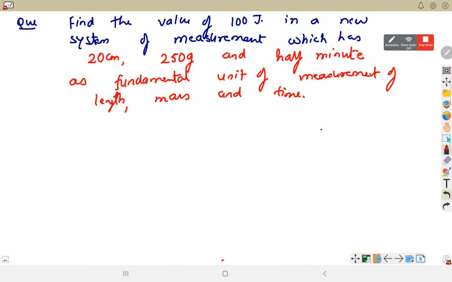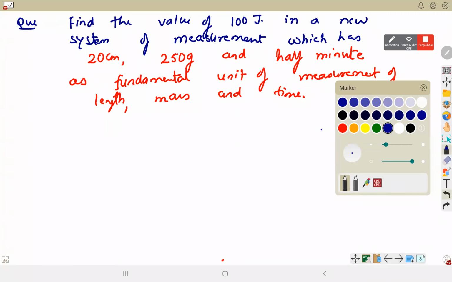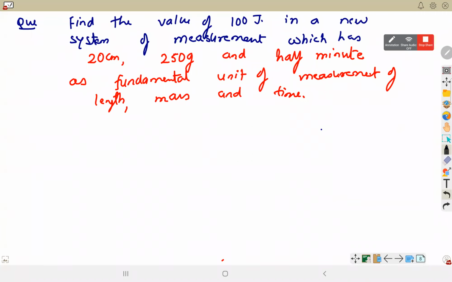So अभी हमने एक नया सिस्टम ही बना लिया, in a new system which is not at all the usual system that we use for the calculation. In this new system of unit, the unit of mass is 250 gram and unit of time is half minute, means 30 second. So अभी हमने 100 joule, which means N1 is 100, U1 is that MKS system. We have to convert in a new system of unit. This is the hypothetical system of unit U2. This is the initial system, which is MKS.